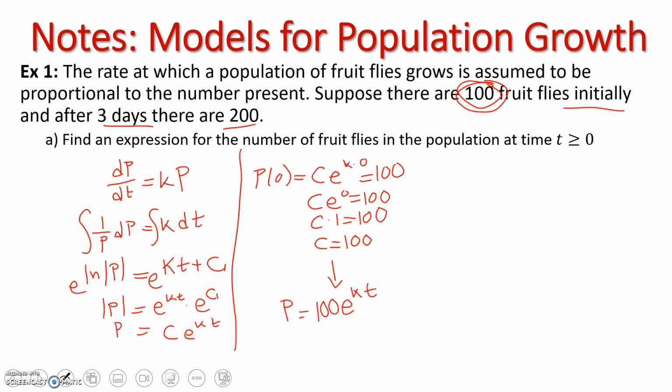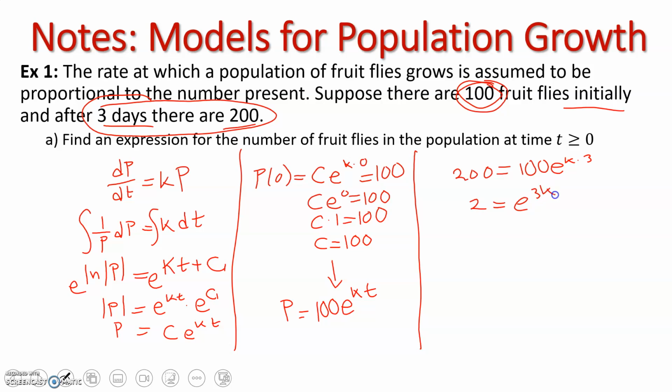Now, we still want to know what k is, so we're given another piece of information. After 3 days, there are 200. So we know that there are 200 population and 100 e to the k times 3 days. We will solve this algebraically. Divide both sides by 100. We get 2 equals e to the 3k.